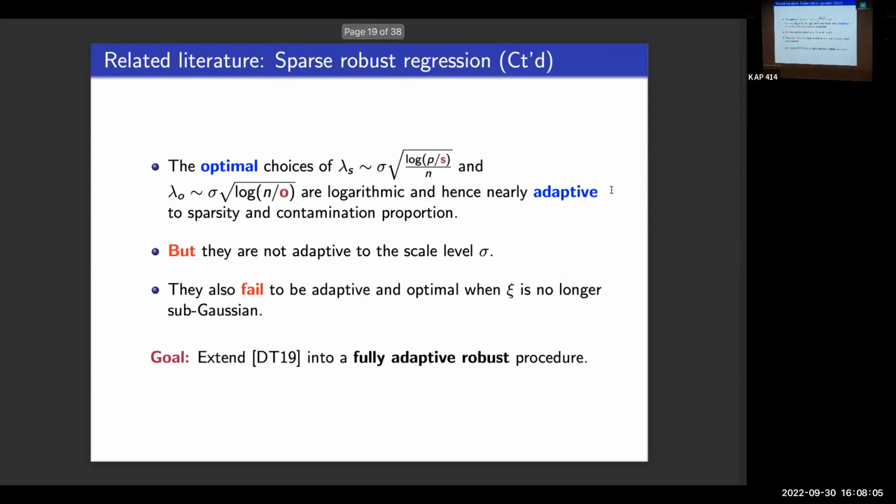That's the whole point of pivotal estimation: you're trying to come up with an estimator such that the distribution does not depend on any of the parameters. You want a method that does not require knowledge of any of the parameters, basically doing what these people have done, but in a fully adaptive way. If possible, we want to come up with the same kind of result, but being completely adaptive.